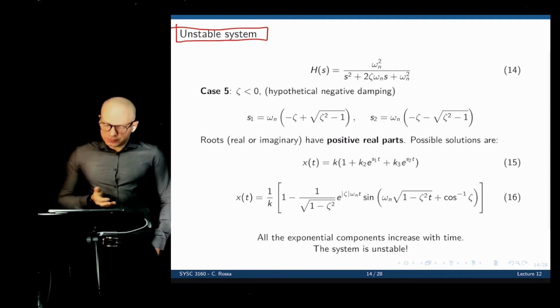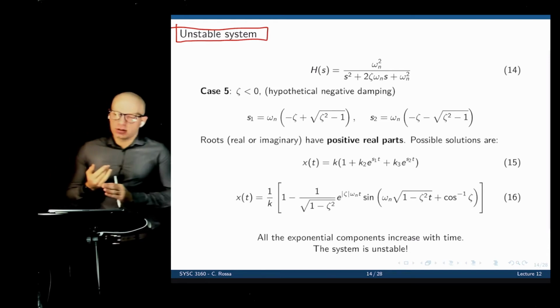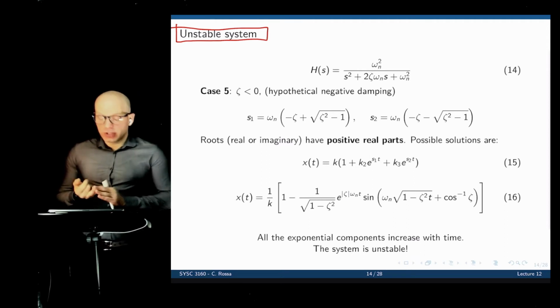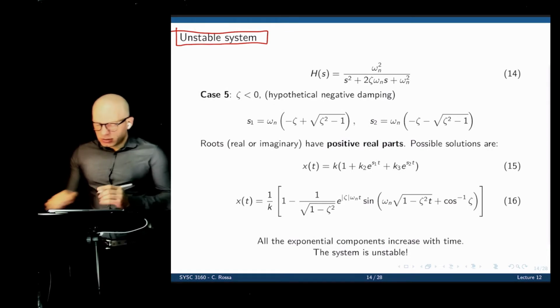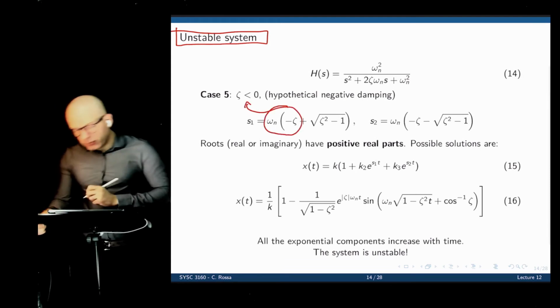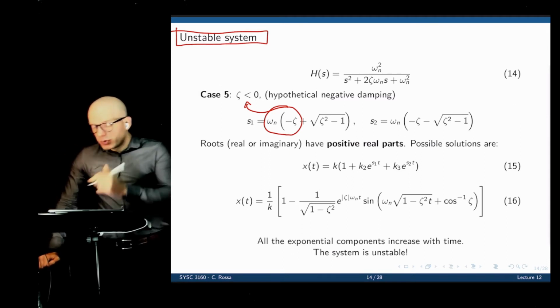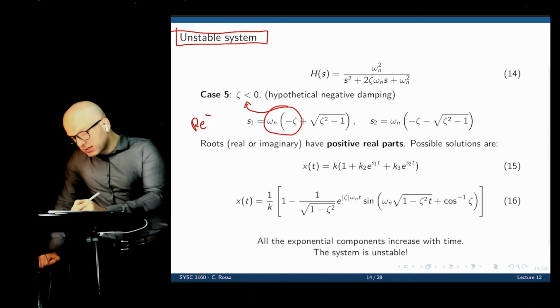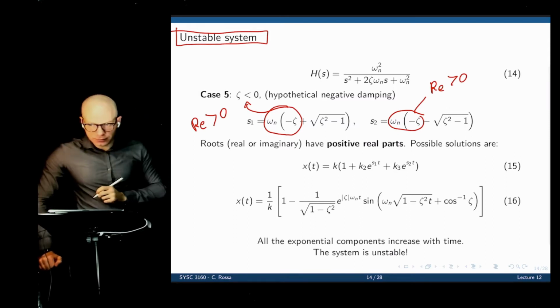So when you do this, what is happening? We can still have complex or real numbers, but there is a distinct difference. When the damping ratio is smaller than 0, notice that the real part of the pole is now positive. Omega n times negative zeta. When zeta is smaller than 0, the real part of the pole is greater than 0. Same with this one. The real part of the other pole will be greater than 0.